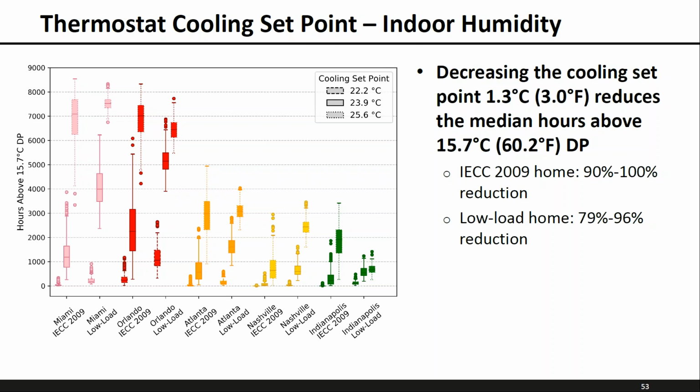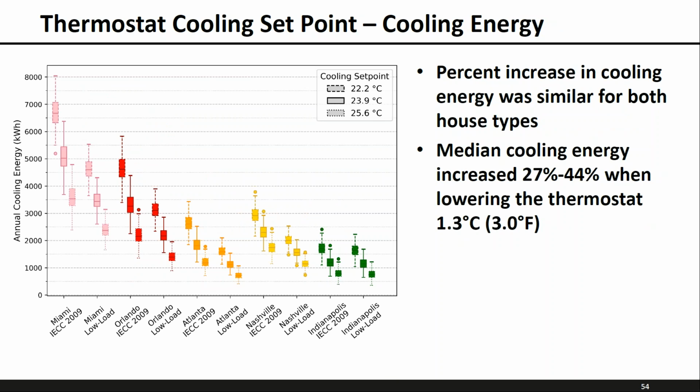But we were kind of surprised by the order of magnitude that we saw. So in the IECC 2009 home, we saw about a 90 to 100% reduction in the hours above the threshold, and in a low load home, we saw between 80 and 96%. Obviously, this does lead to an increase in energy use, and that's plotted here. So this is annual cooling energy use versus cooling set point. And so we saw a median cooling energy increase between 27 and 44% when lowering the thermostat. So a pretty big increase in energy use.